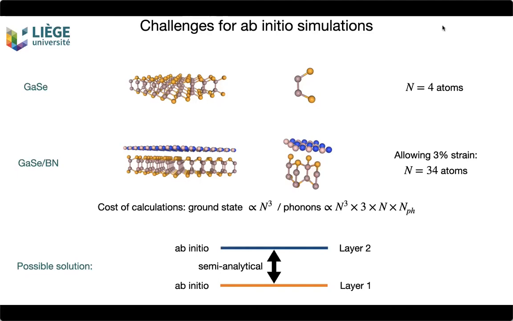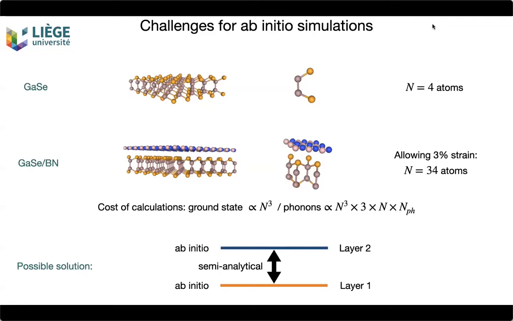And so, as I may have mentioned, the cost of the calculations increases as the cube of the number of atoms in the unit cell. And when you look at phonons and electron-phonon interactions, you also have the number of phonon modes that grows as 3 times the number of atoms. And your calculations start to be very, very expensive.